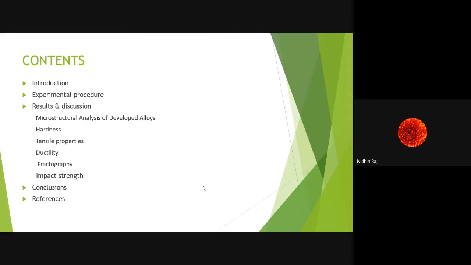Saying a few words about the work initially, this work emphasizes the mechanical and morphological characteristics of hypoeutectic alloys with a range of solutionizing treatment temperatures.